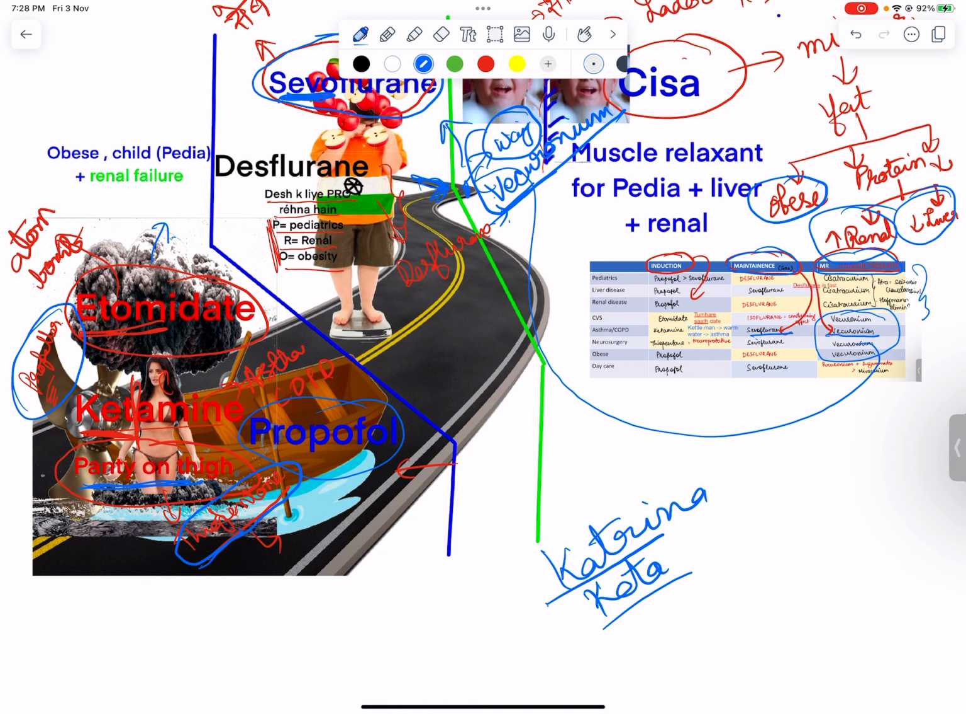So we must remember that thiopentone is being studied in neuro drugs. So thiopentone is neuroprotective, so it is used in neurosurgery. And Katrina Kaif is hot, so she can be used in asthma to respire. And if one sees Katrina, then his heart rate increases. So in CVS we have ketamine. Now one thing is sorted, that is the induction phase.